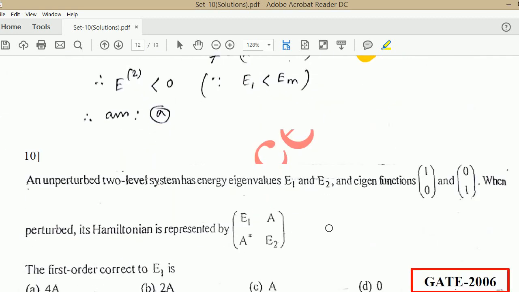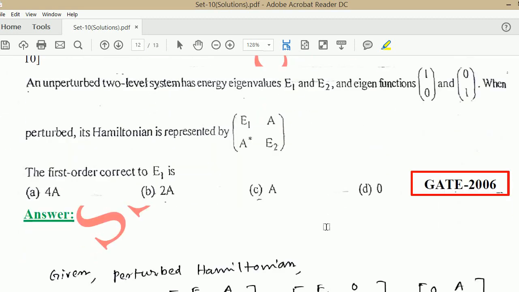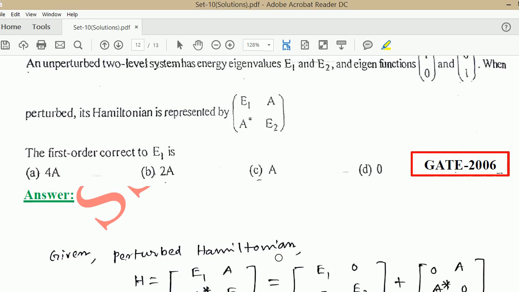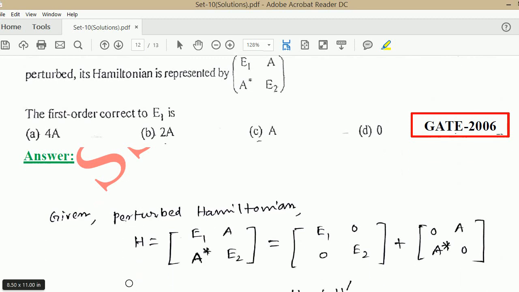Next, question number 10. This is the last question of this set. An unperturbed two-level system has energy eigenvalues E1 and E2 and eigenfunctions (1, 0) and (0, 1). When perturbed, its Hamiltonian is represented by this. So almost everything is given. This is basically a very simple problem. The given perturbed Hamiltonian is this, the cumulative Hamiltonian for the whole perturbed system.